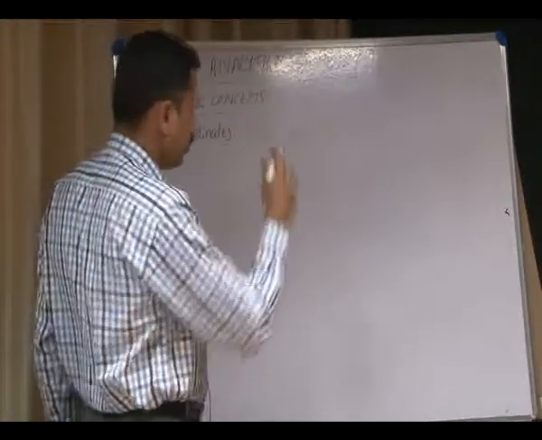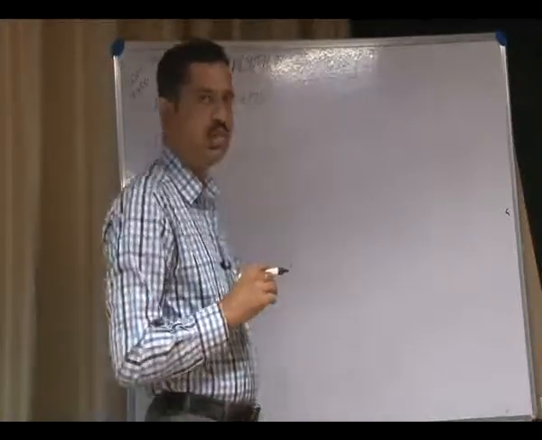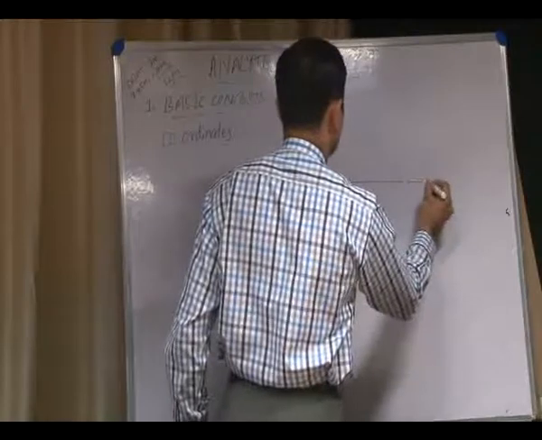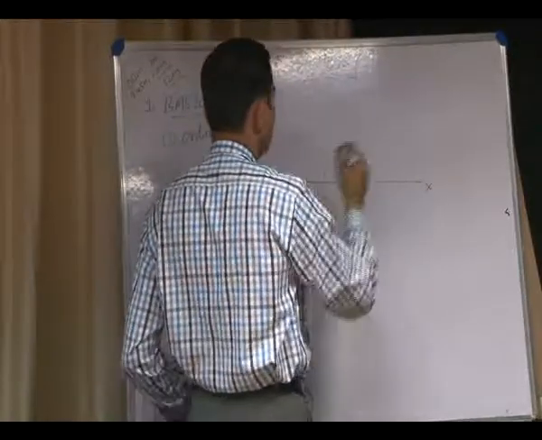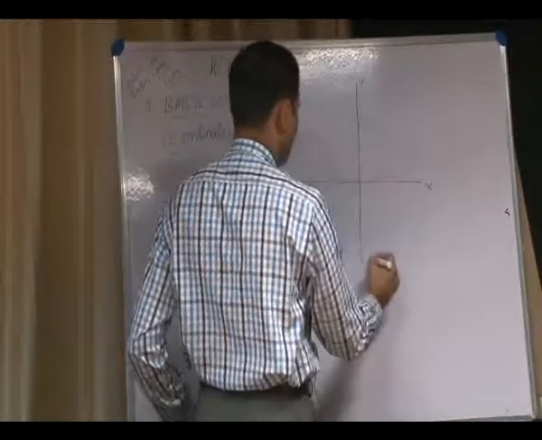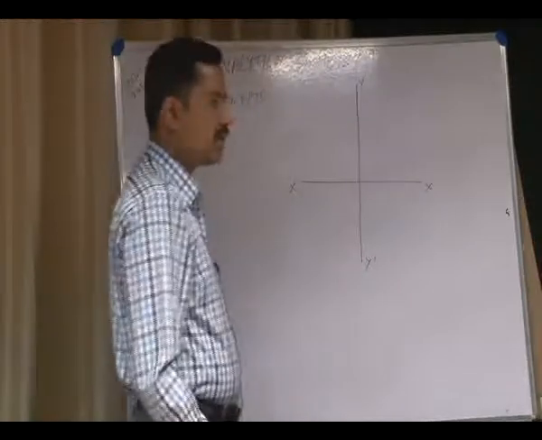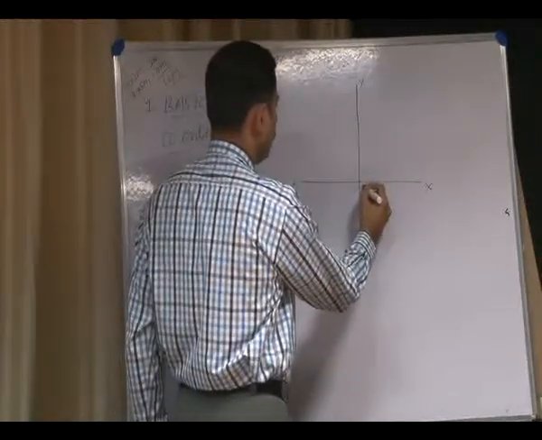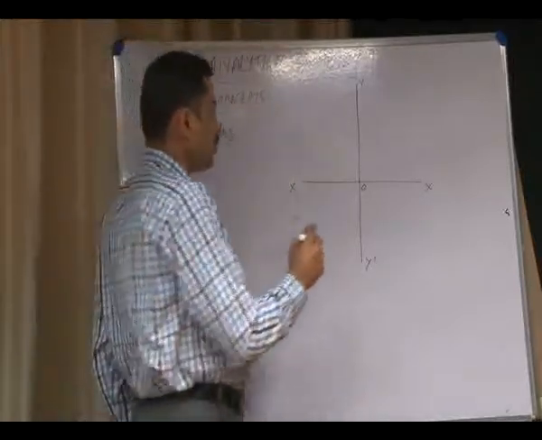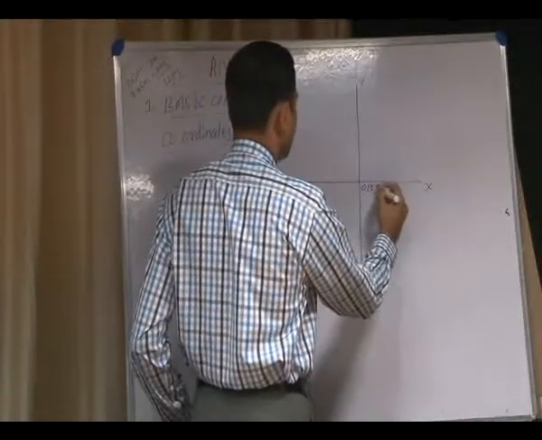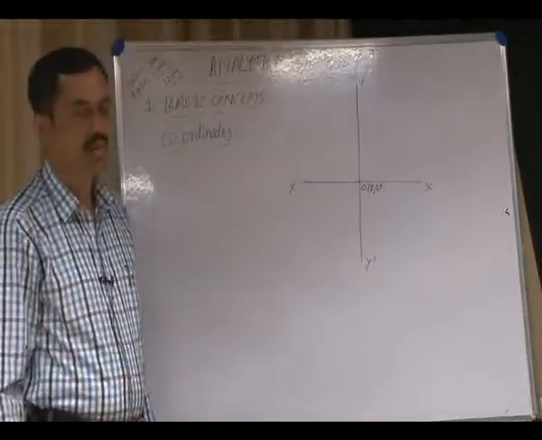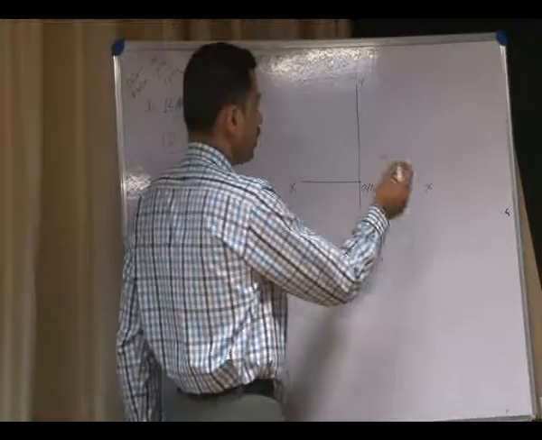For that, first I am going to divide this plane into 4 quadrants by considering 2 axes. One is the x axis, represented as X dash X, and the other one is the y axis, represented as Y and Y dash. These 2 axes intersect at a point called O, and this point is called the origin. At the origin the coordinates are 0, 0. That means both x and y coordinates are 0 at this point. From this point you are going to measure the coordinates.